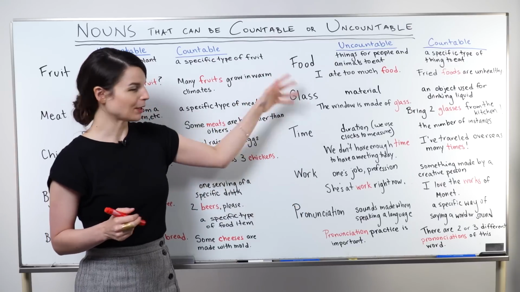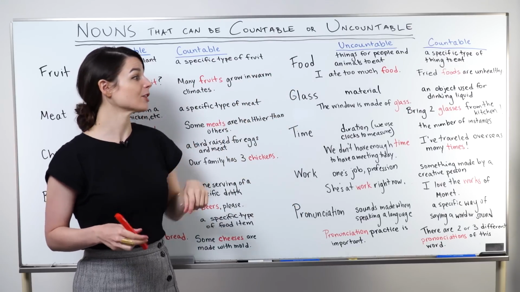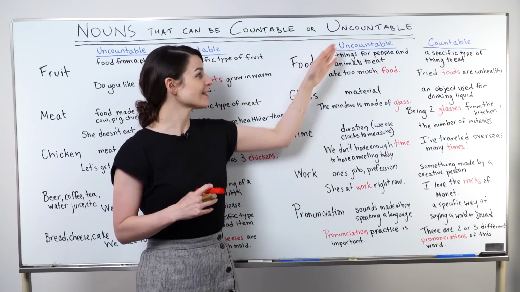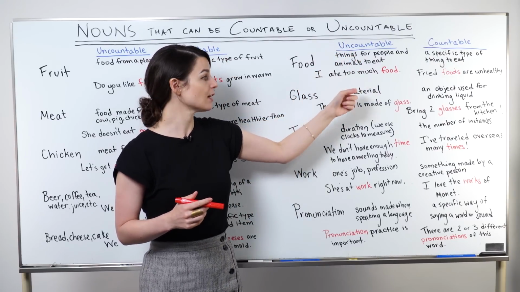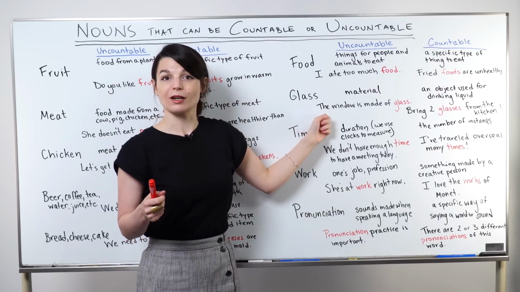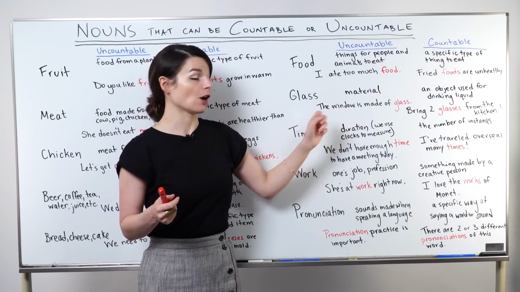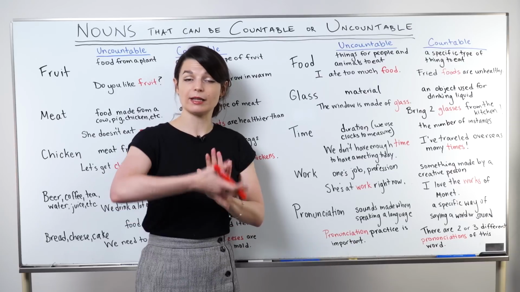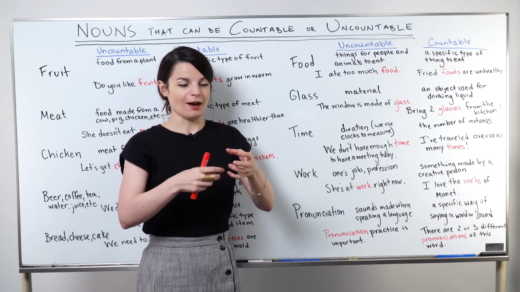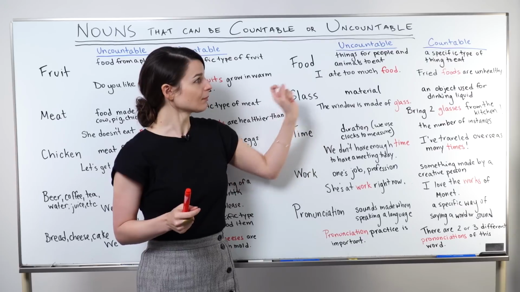So the last group here, these are quite different from the ones we've talked about before. Next is glass. So as an uncountable noun, it means a material. So glass is the thing that windows are made of. This window is made of glass. So it's a material we use for things, for cups or for glasses and so on.